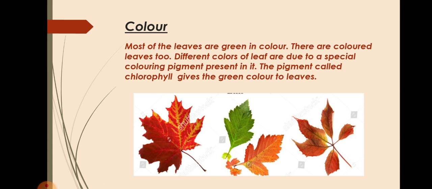Next, color. Most of the leaves are green in color. There are colored leaves too. Different colors of leaves are due to a special coloring pigment present in them. The pigment called chlorophyll gives the green color to leaves.